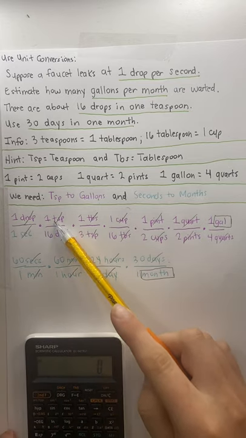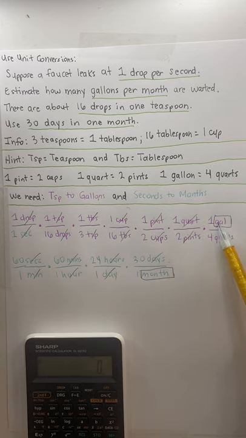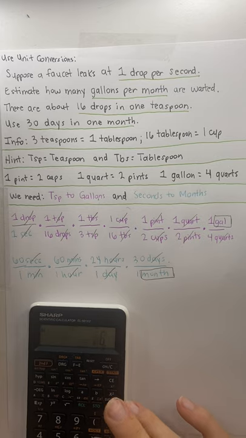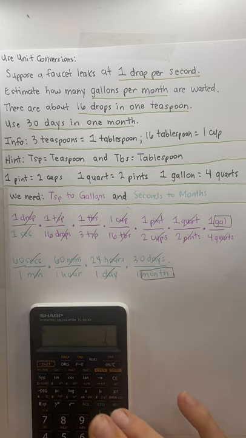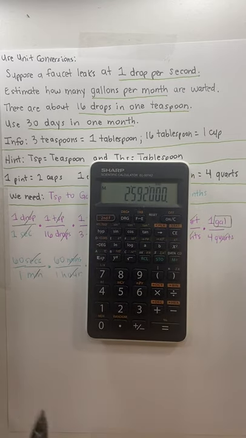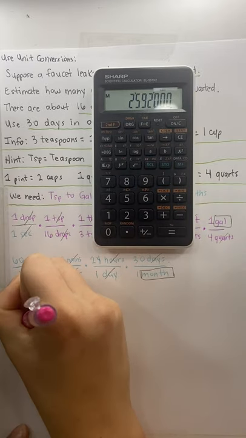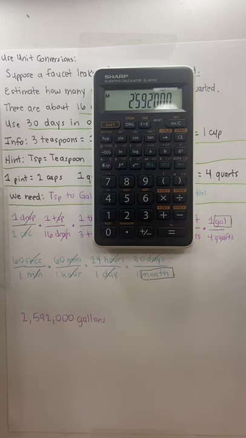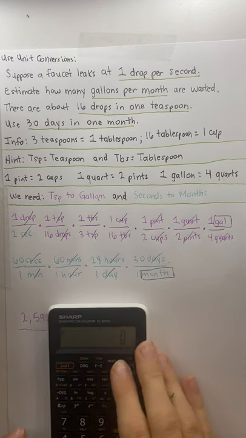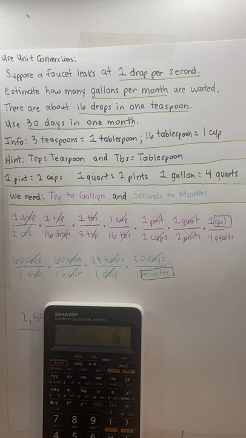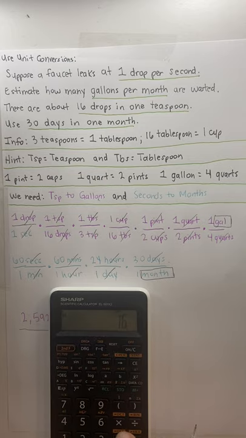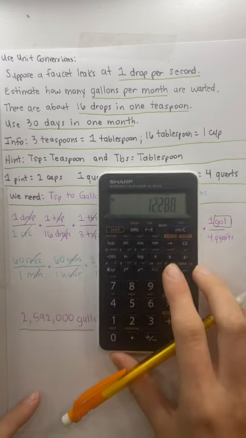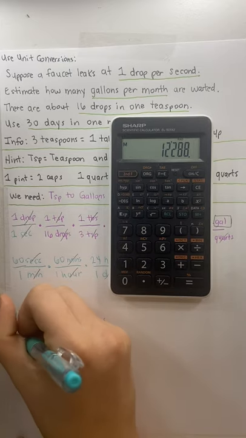So the numerator, we have 1 times 1 times 1 times 1 times 1 times 1 times 1, which is going to give us 1. We have several more down here. So we're going to do 1 times 60 times 60 times 24 times 30. And that gave us 2,592,000 gallons. All right, we need to do our months, which is our denominator. We've got 1 times 16 times 3 times 16 times 2 times 2 times 4, and then times 1 times 1 times 1 times 1. That gives us 12,288 months.